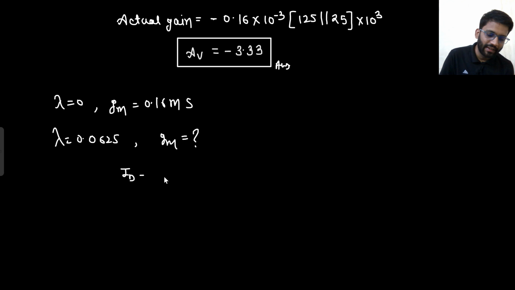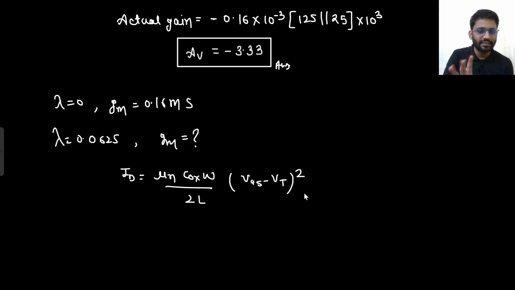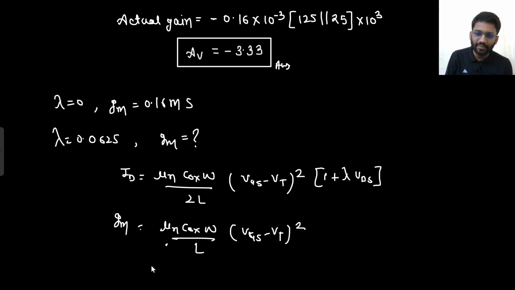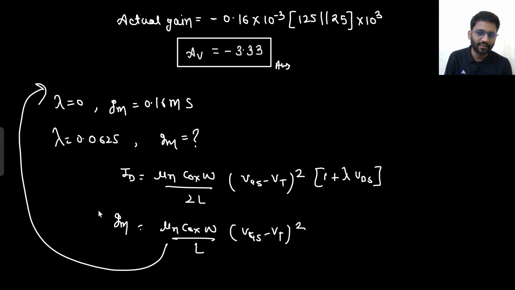What is the scene? What is our ID? ID is mu n Cox W by 2L into VGS minus VT whole square. This is the case when lambda is equal to 0. If lambda is not equal to 0, this is the scene. So what will be the Gm? Gm is del ID upon del VGS. So mu n Cox W by L into VGS minus VT. So this Gm is corresponding to lambda equals to 0.